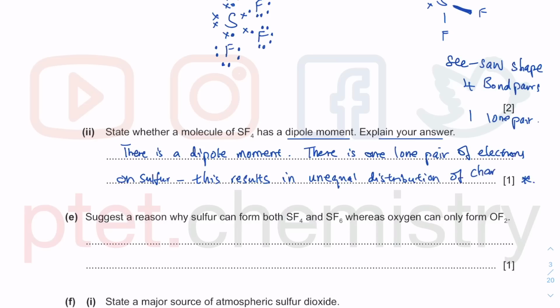And if the dipoles do not cancel out, therefore, you get a non-polar molecule. Sorry, you get polar molecules when the dipoles don't cancel out. I don't know what's wrong with me here today. So dipoles don't cancel out, therefore you get a polar molecule there.